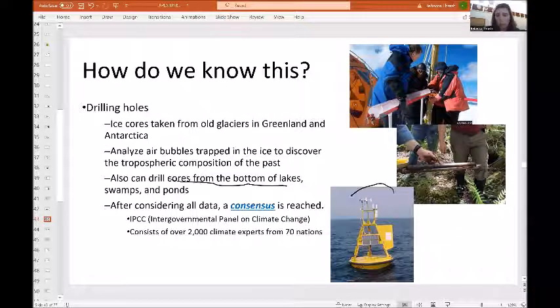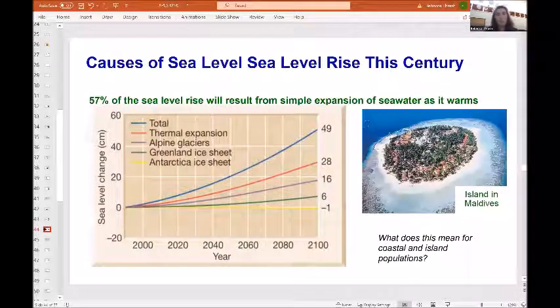We also currently monitor temperature using ocean buoys and other types of atmospheric measurements. That's something that we talked about with El Nino. That's how we know when the ocean is warmer or when it's cooler. Now, why do we care about the Earth getting a little bit warmer?